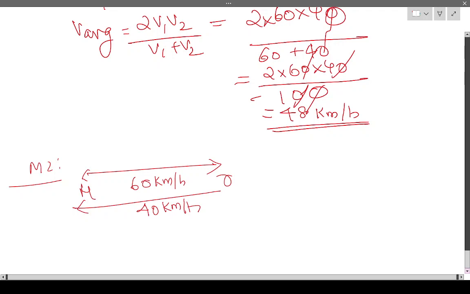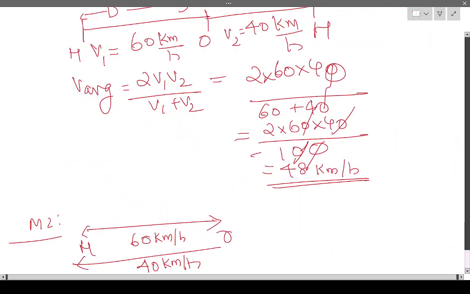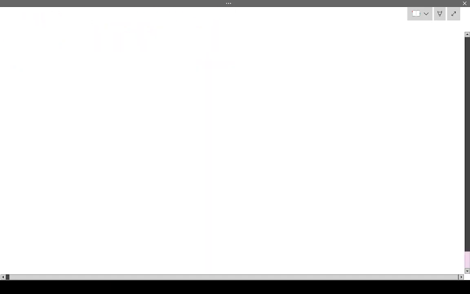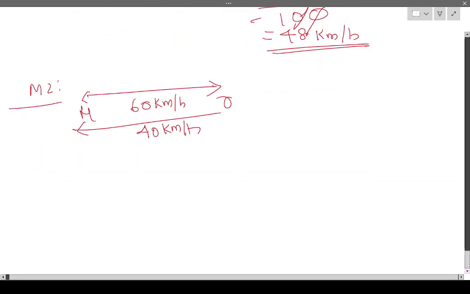Going with a speed of 60 kilometer per hour and coming back with a speed of 40 kilometer per hour. That is how much? It is d plus d divided by the time taken, t1 plus t2.